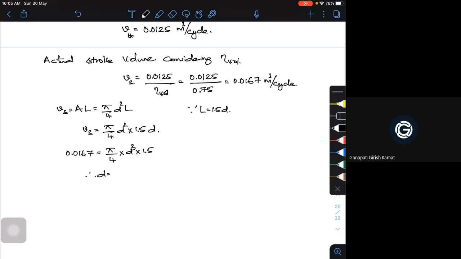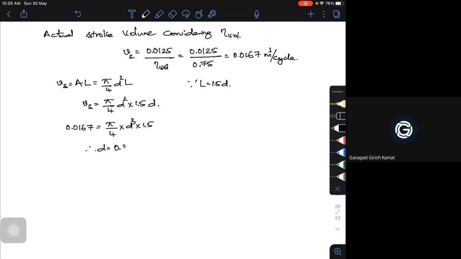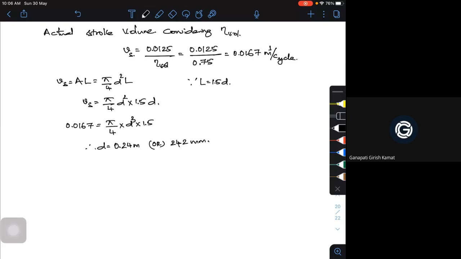Therefore d is equal to the cube root of 4 into 0.0167 divided by pi divided by 1.5, to the power of 1 by 3, that is cube root. So I am getting around 0.242 meters, or 242 millimeters. Then what will be the stroke length?